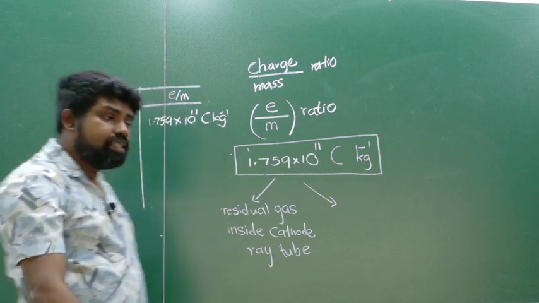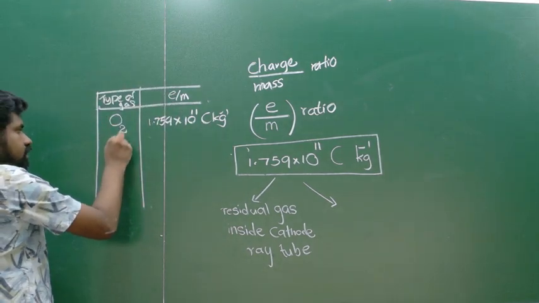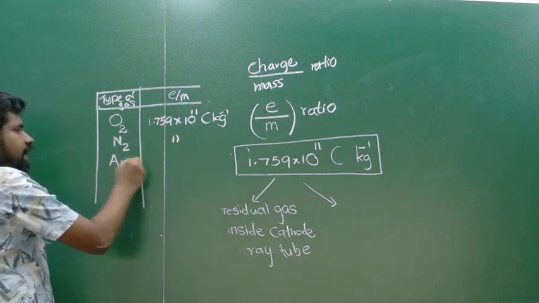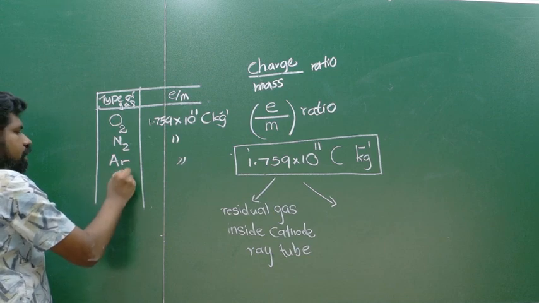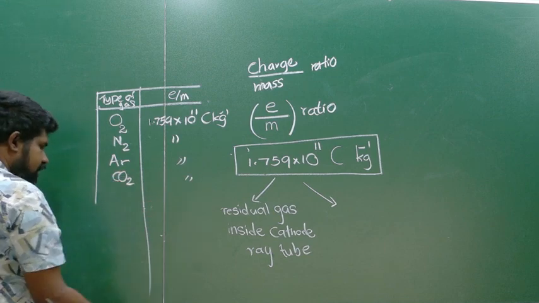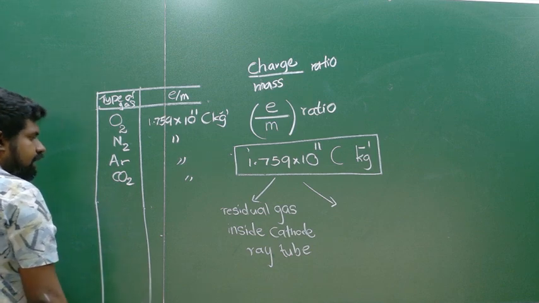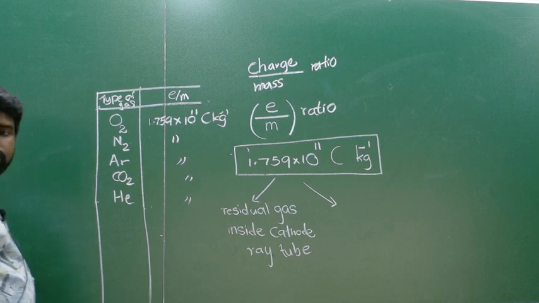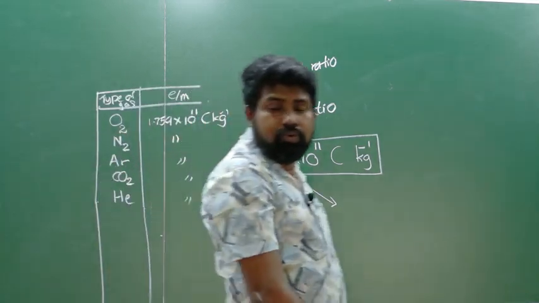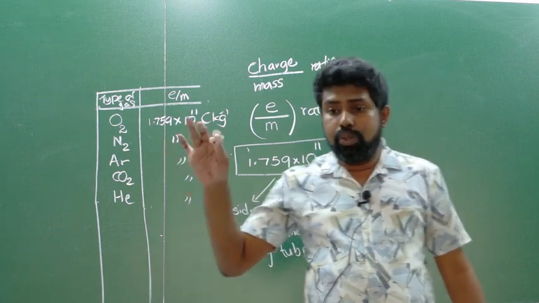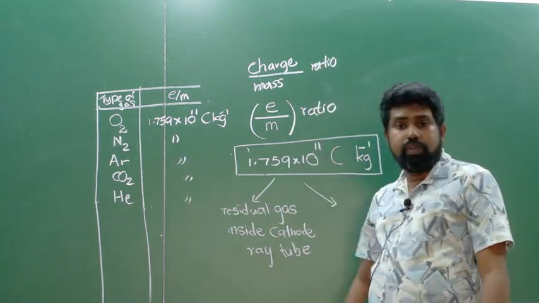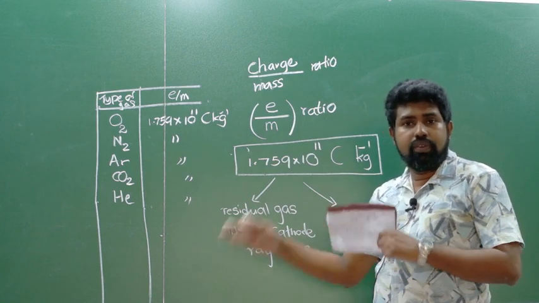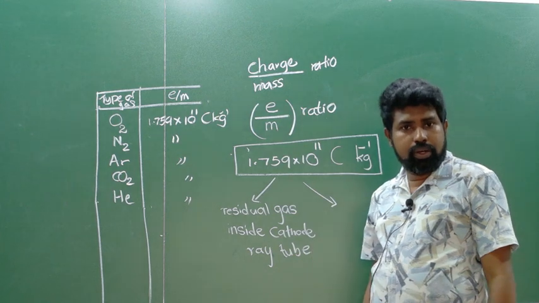Then he changed the gas to nitrogen. He obtained the same value. Then he used argon as the gas, same value. He used carbon dioxide, same value. He used another gas, helium, same value. So he obtained the same value for any gas he used inside the cathode ray tube, that is 1.759 times 10 to the power 11 coulombs per kilogram.